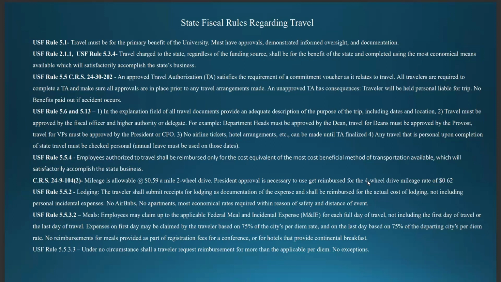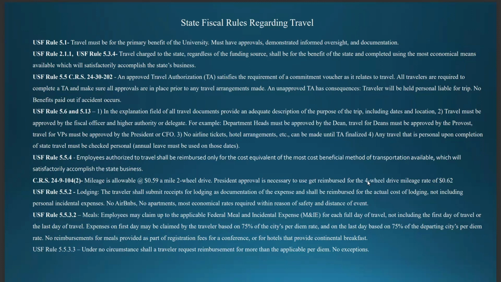So when you're setting up the TA and the TR, you're going to want to use either personal vehicle, which will come through as two-wheel drive, or the two-wheel drive option. Okay. And apparently it's a big deal because I've been talked to about this before. Apparently the mileage is a huge deal when you're using four-wheel drive instead of two-wheel drive.